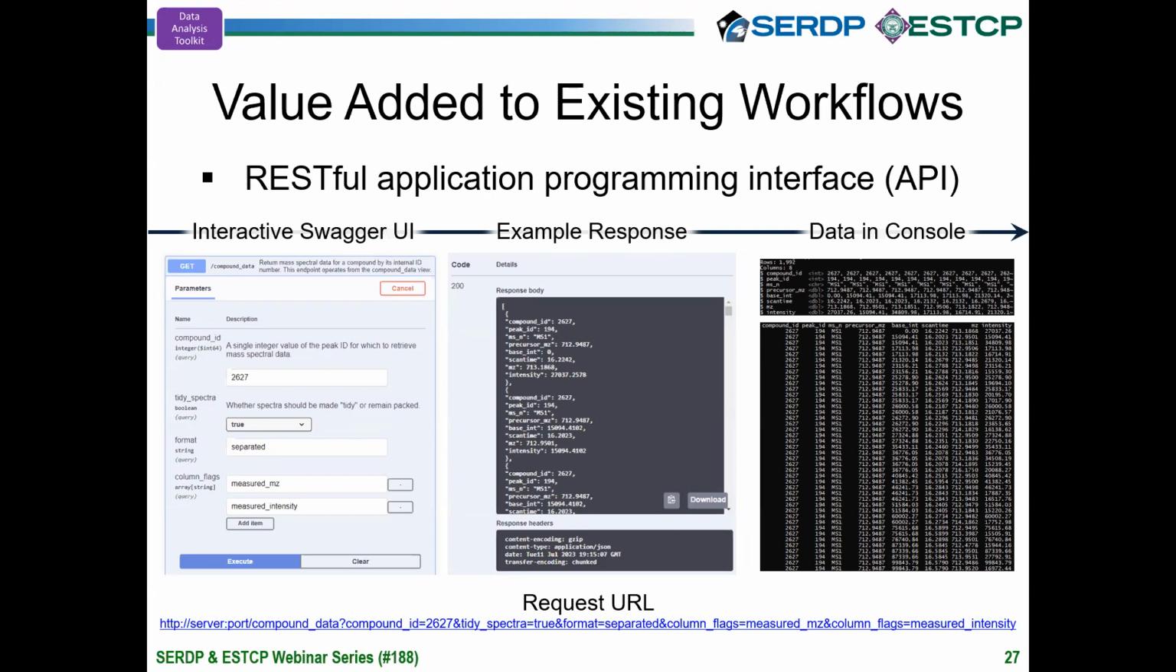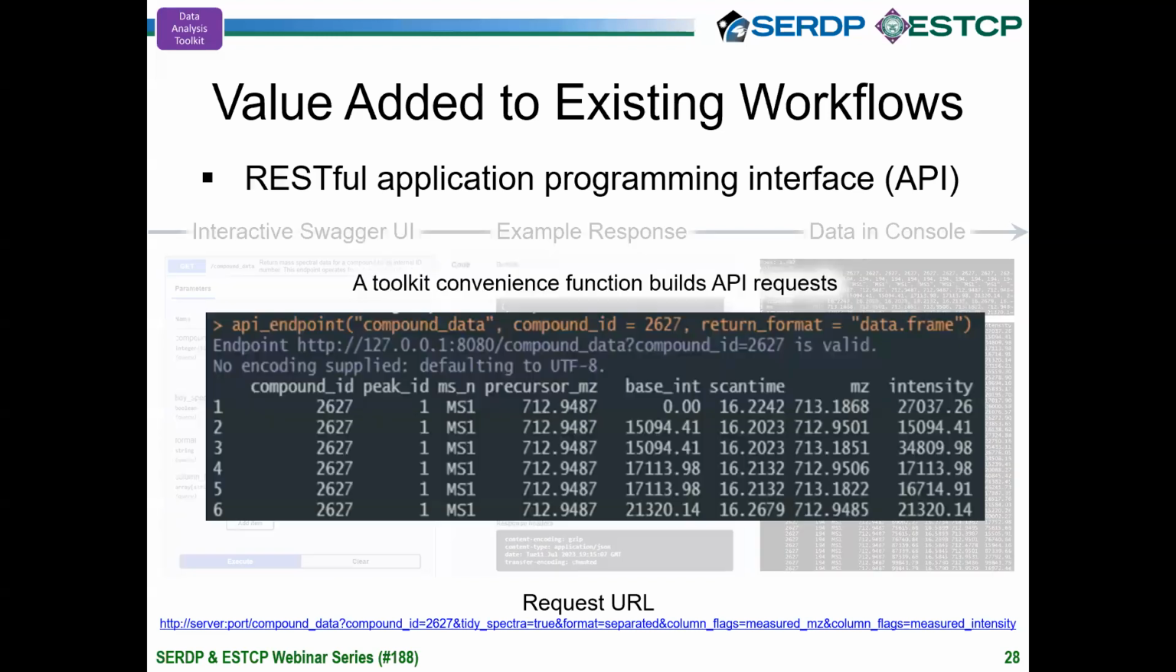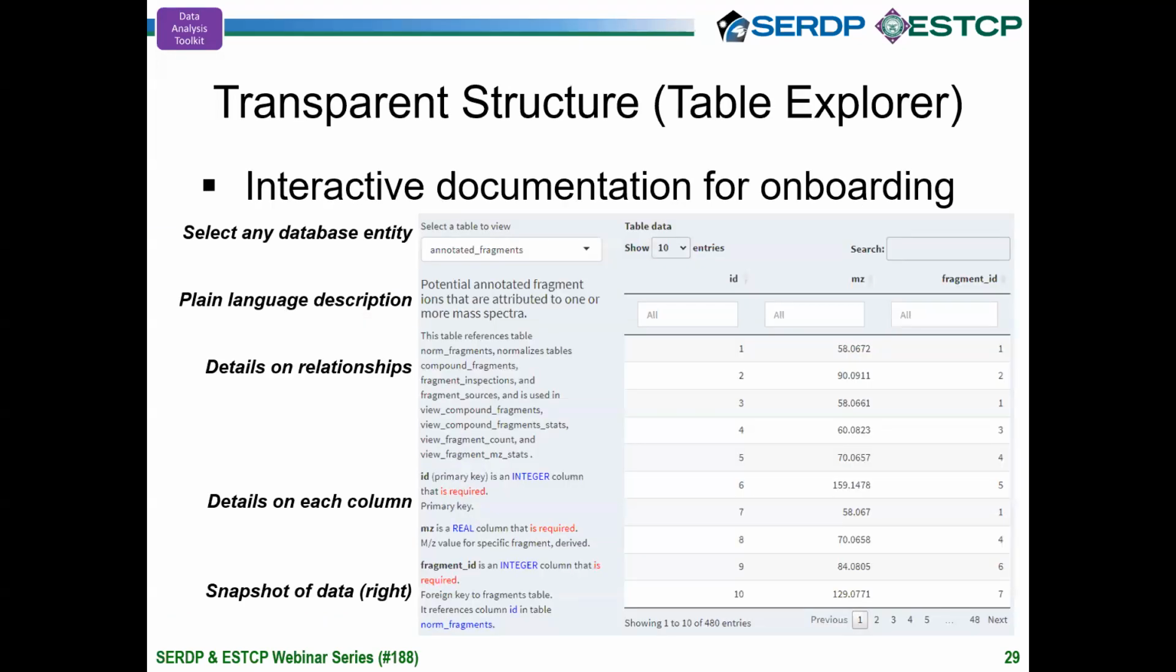An example endpoint is here, where we're asking the database to return all data associated with compound ID 2627. The response is in JavaScript object notation, which can be read by virtually any software, and we can return that to an active data analysis session. The toolkit also includes a variety of convenience functions to build these queries more simply. This is the exact same request, returning data to an active R session. A common communication interface allows us to quickly build web applications using the Shiny package framework in R.